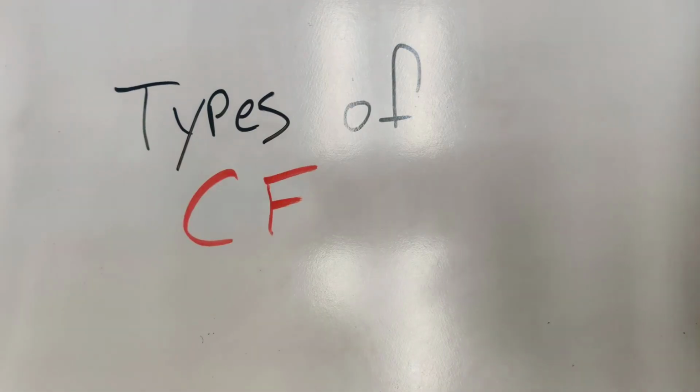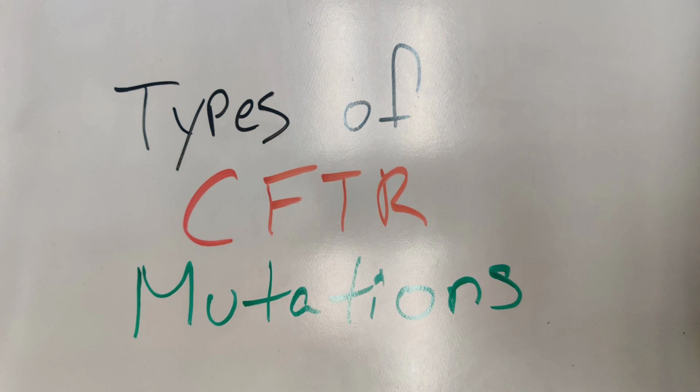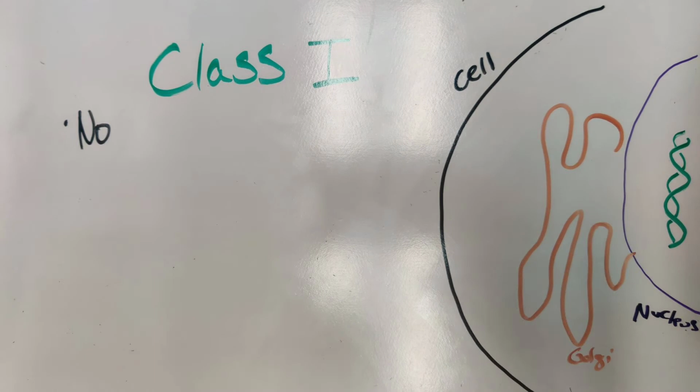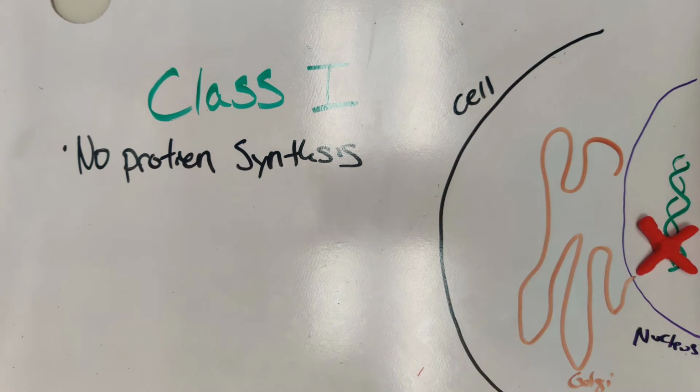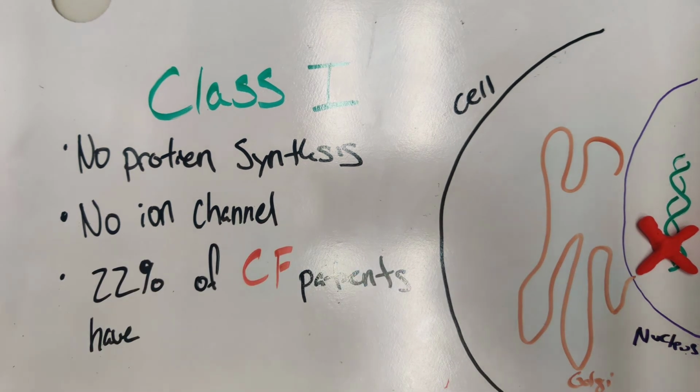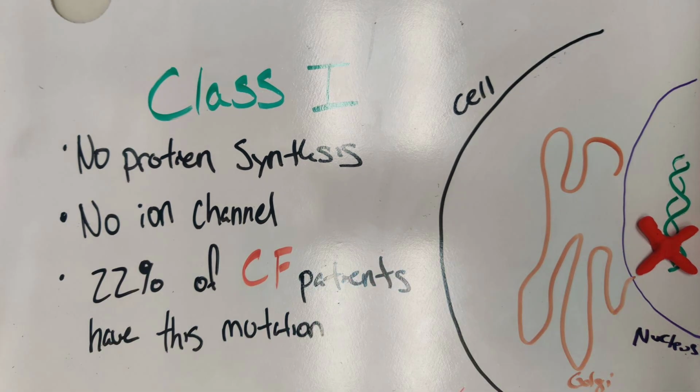There are 6 classes of CFTR mutation for cystic fibrosis. In class 1, there is no protein synthesis inside the nucleus, meaning there is no CFTR protein. 22% of cystic fibrosis patients have this mutation.